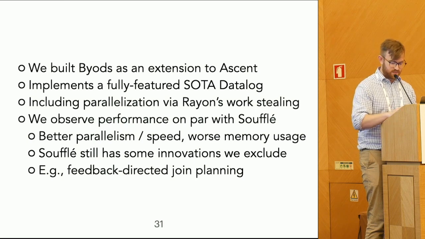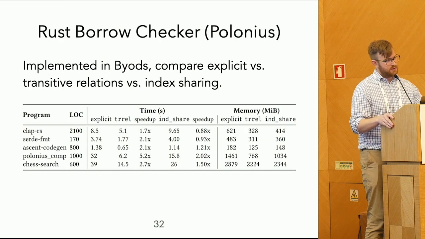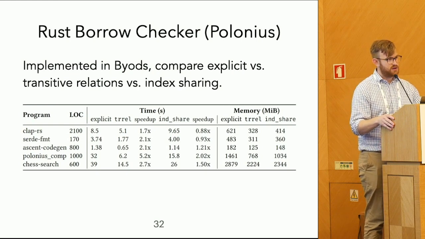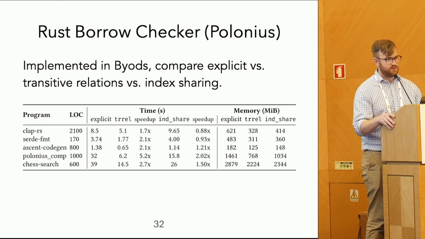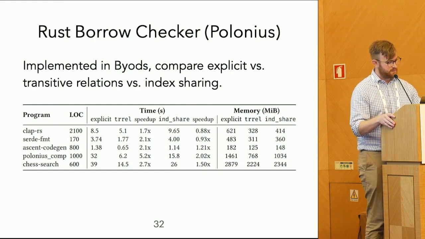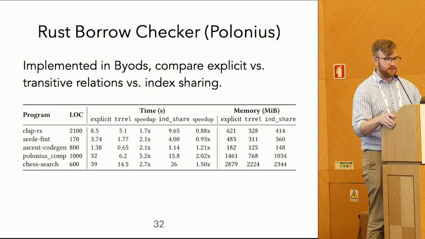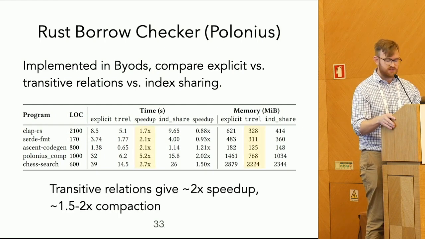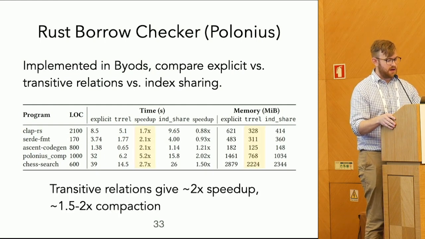So let me show some results. So we re-implemented Polonius, which is an implementation of the Rust borrow checker currently being implemented by the Rust working group and trying to be used in the Rust compiler. I think maybe it even is right now. We've implemented this in Byods. And we compared using explicit versus transitive relations versus index sharing. Transitive relations give us a 2x speedup and a 1.5 to 2x compaction in memory.